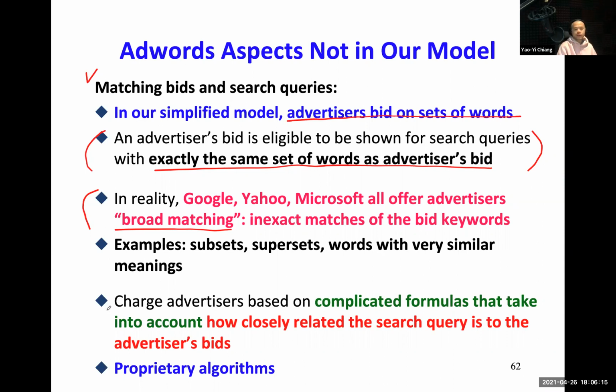So charging your advertisers based on complicated formulas that take into account how closely related the search query is to the bids is the way to go now. But then think about your balance algorithm. In the generalized version, you already are considering the amount of the bid and the budget, and the amount of the bid also includes the click-through rate, right? So now you also have to consider how related the search query is to the bid. So these are usually proprietary algorithms.